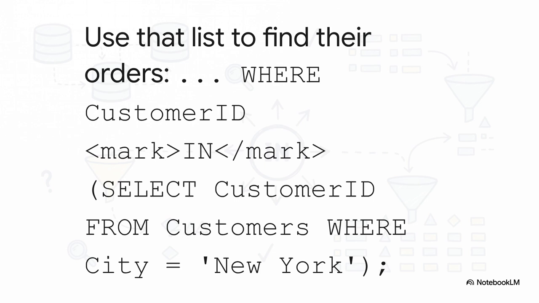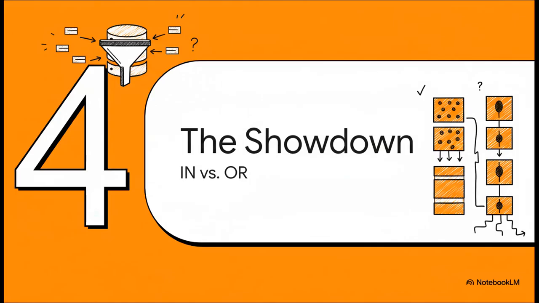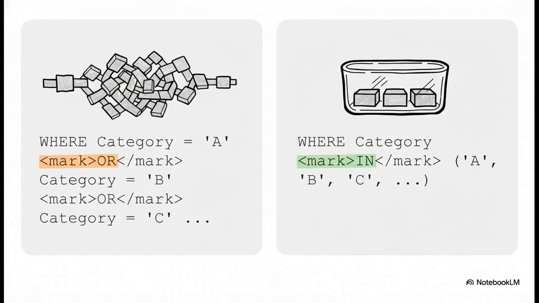This is called a subquery, and it makes IN incredibly flexible for building these dynamic searches. So we've seen that IN can do the same job as OR, but let's put them right next to each other to really appreciate the difference. I mean, this slide really says it all, doesn't it?